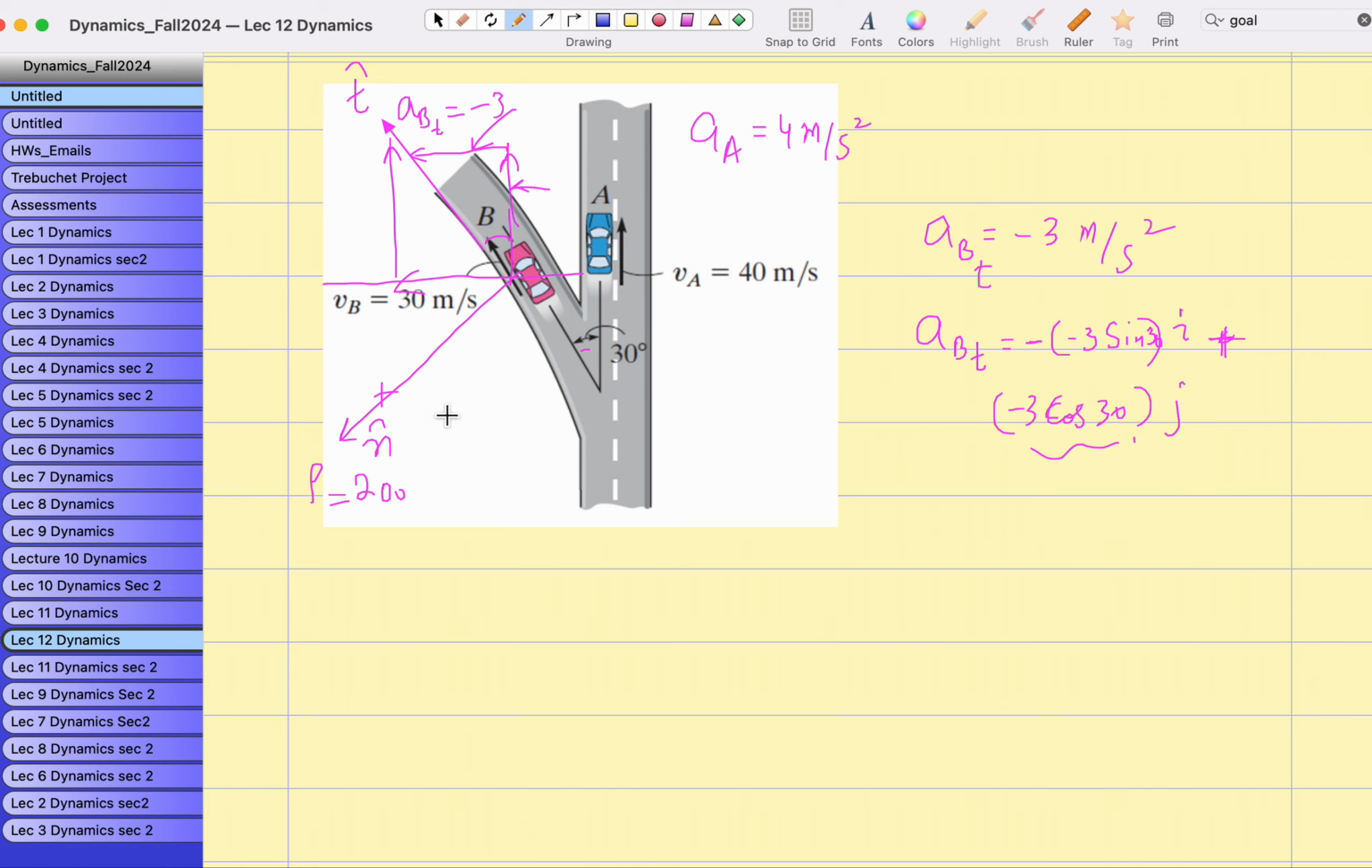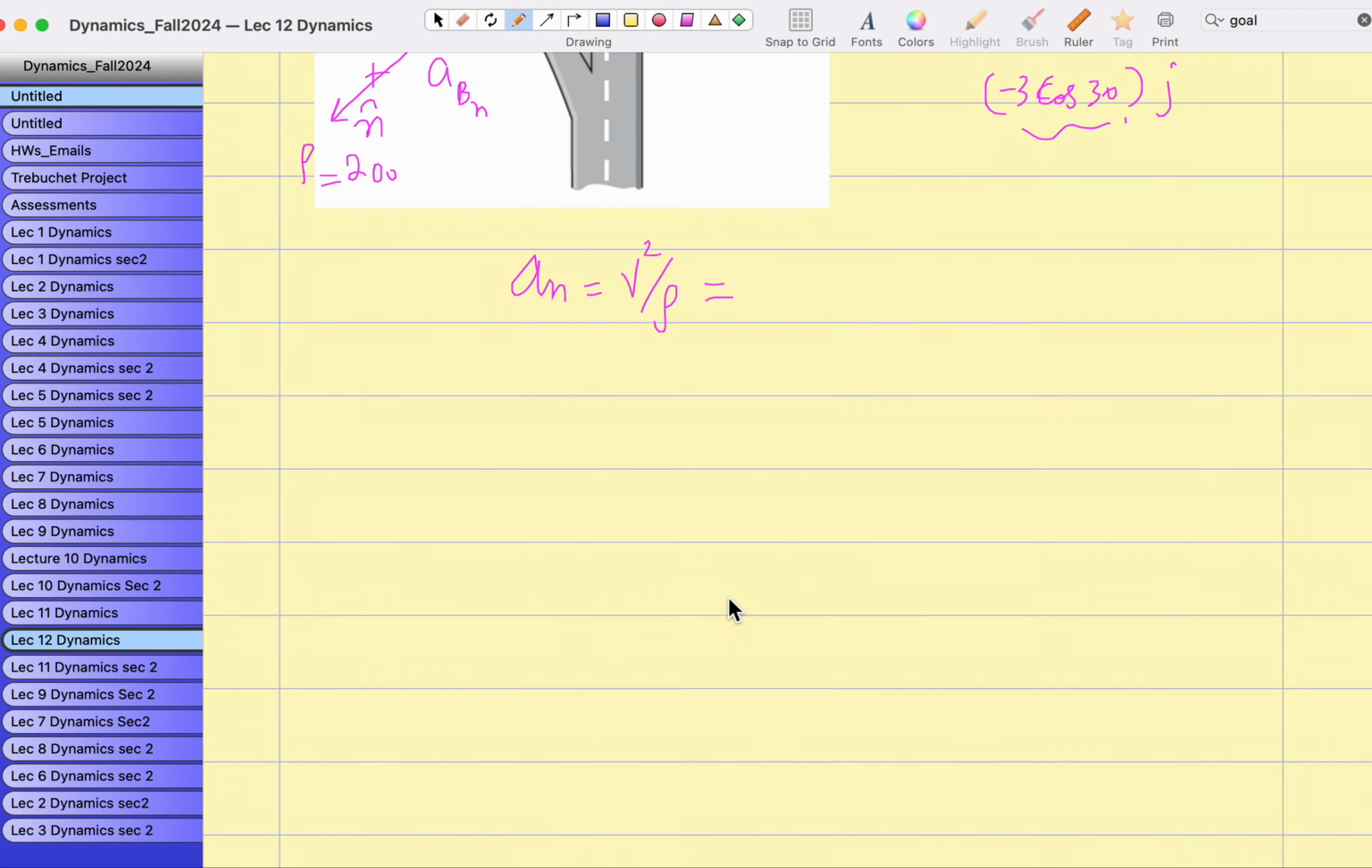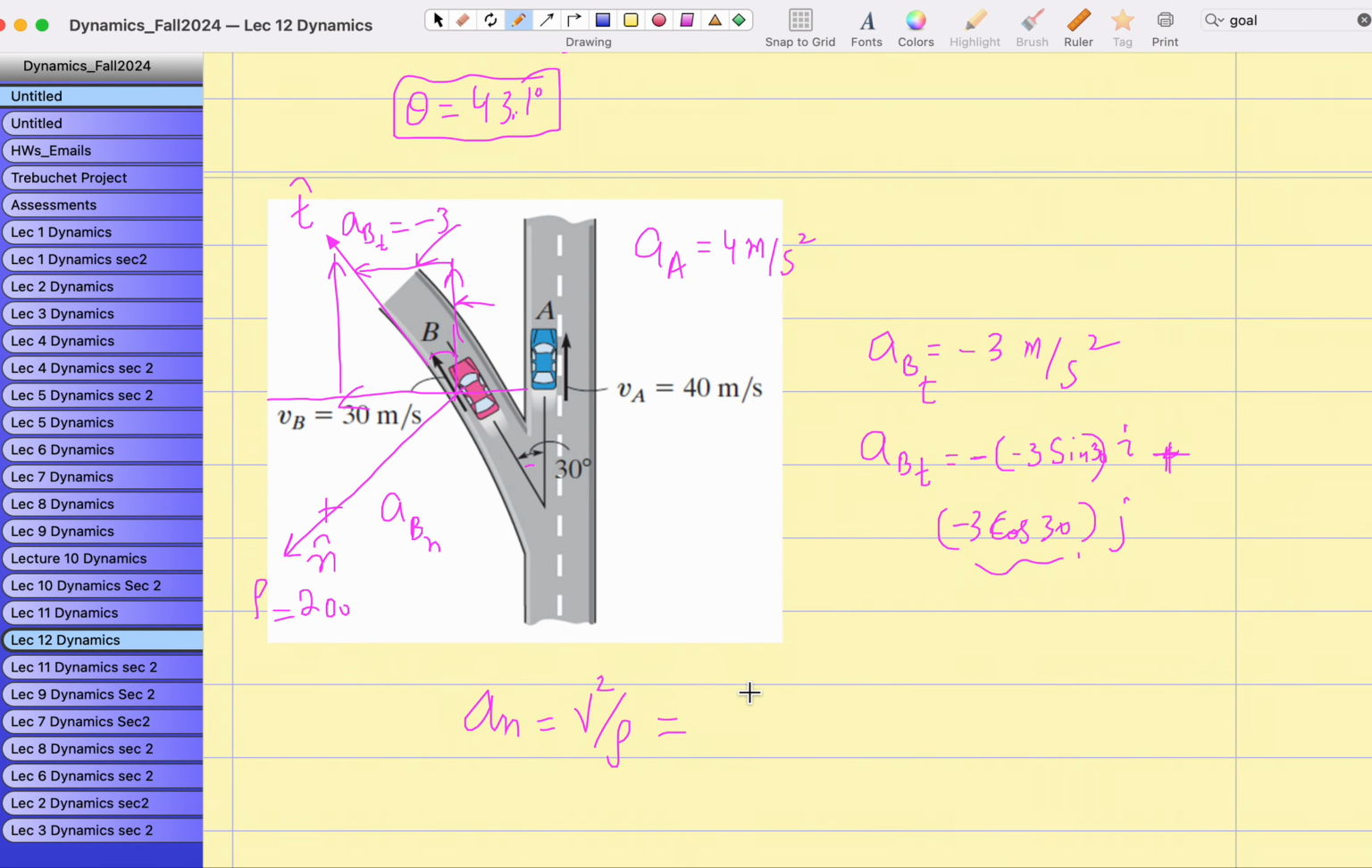Now AB sub n is not given directly, but you can find it out. Do you know the normal acceleration formula? And what is v squared? So v sub b you can find from this data. So can I write v sub b as 30 squared over 200? Agreed? So is it 4.5? Can you make sure it is 4.5?